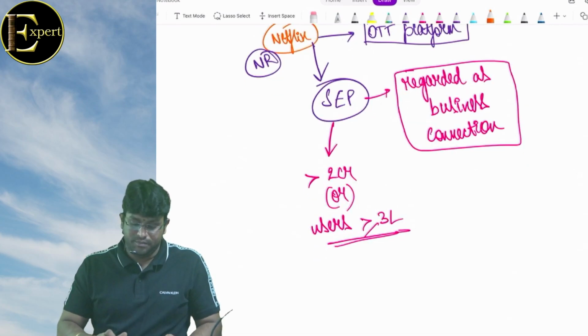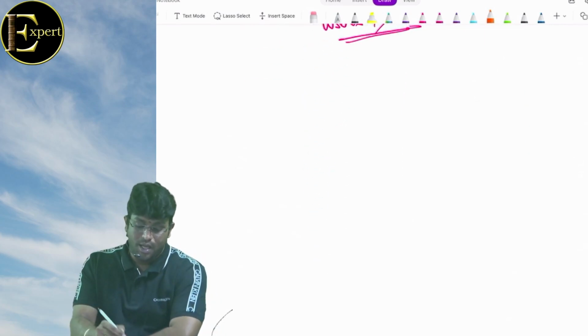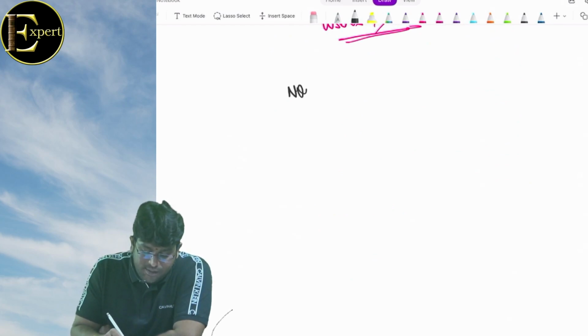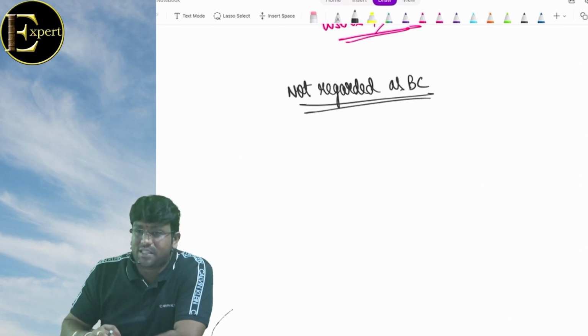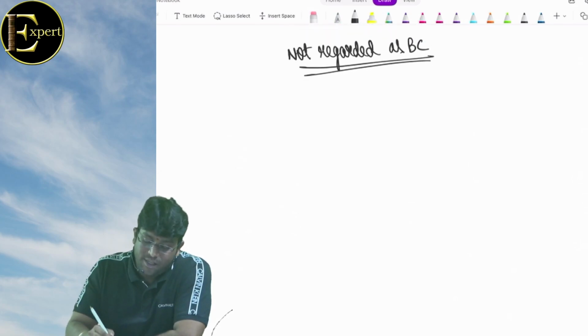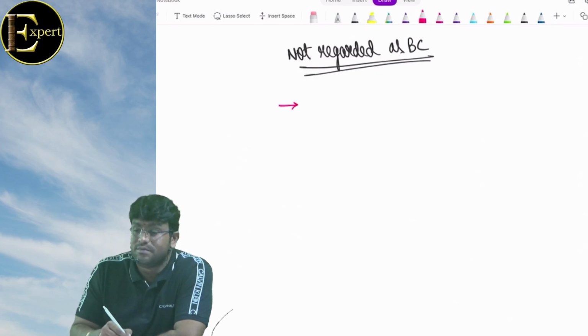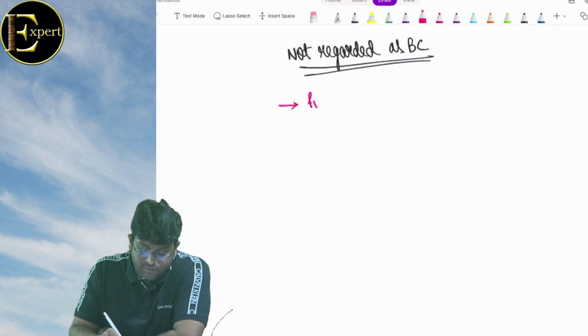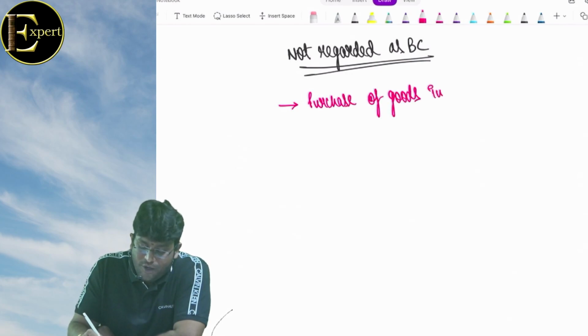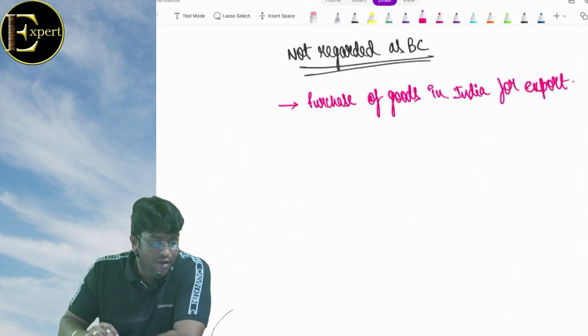Clear? Let me proceed. Some activities which are not regarded as business connection, act is telling some activities we don't tax, enjoy. Case number 1. Government is happy, boss. Government is happy. Purchase of goods in India. Purchase of goods in India for export.